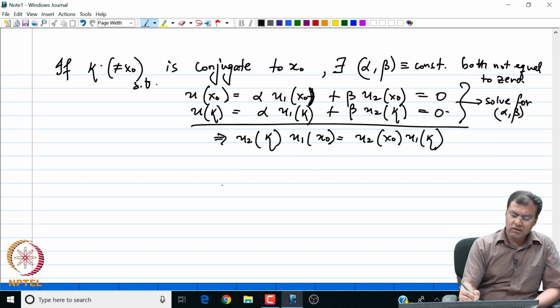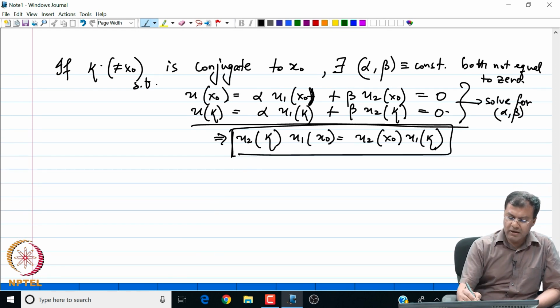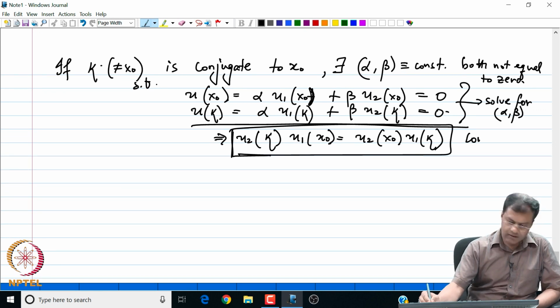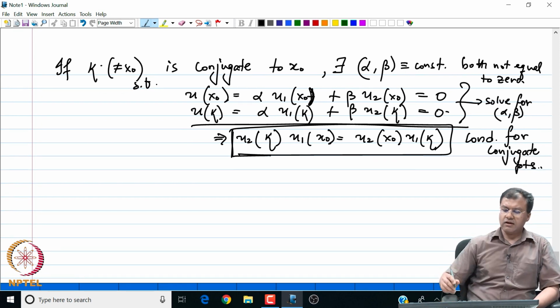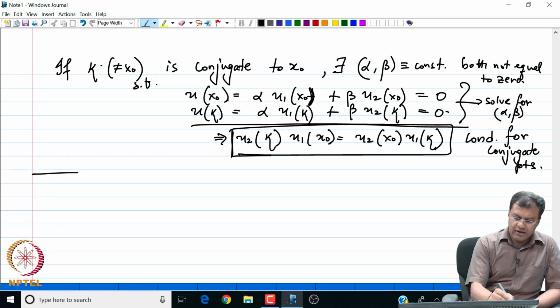Now, suppose at one of the points the solution does not vanish. So this is my condition that we are after. So let me call this condition. So this is the condition for the existence of conjugate points. Okay. So this is the condition that we were after. So solving this will give us our conjugate points. Okay. So let us look at this idea with the help of an example.